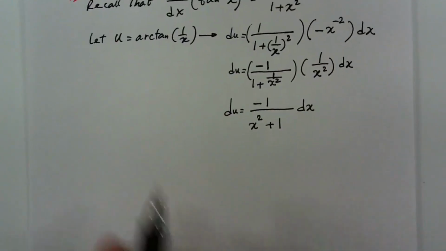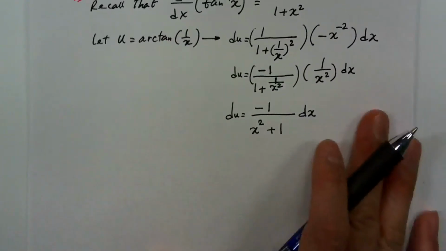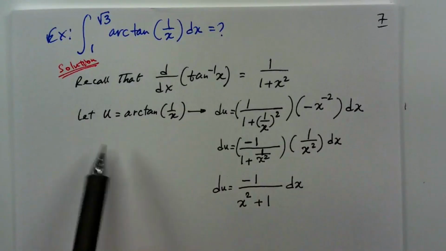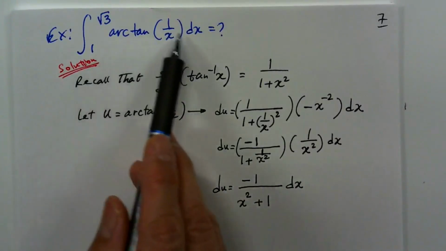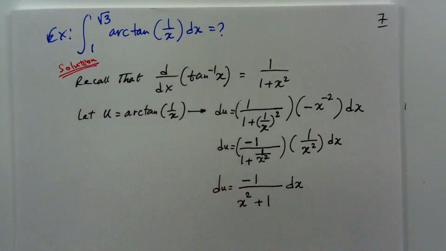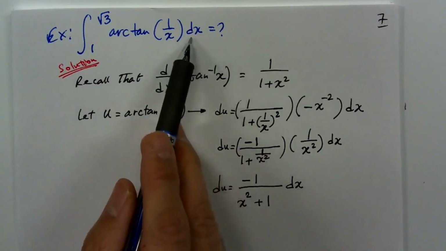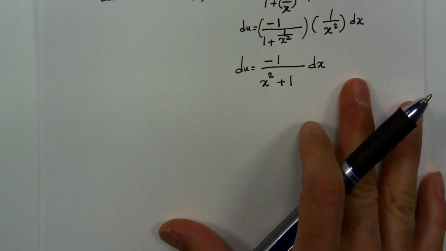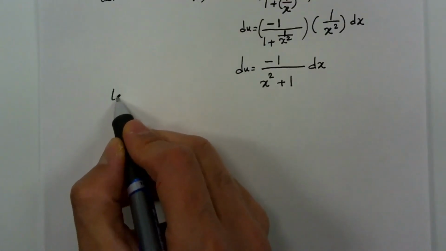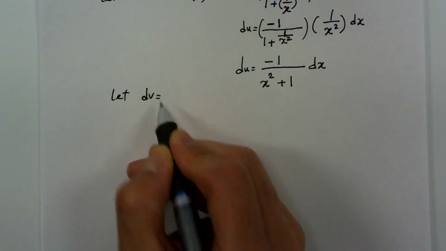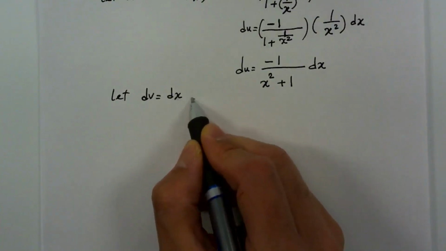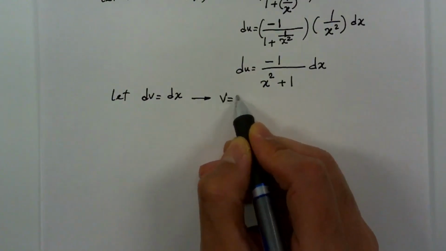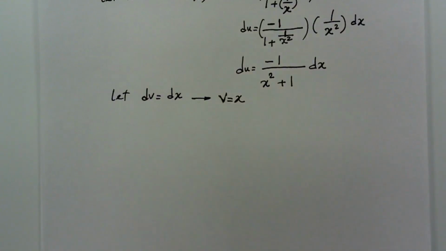Okay, now that we have that, what would dv be? If we picked u to be all of that, what is dv then? Very easy. dv would be dx. Okay, so that's pretty straightforward. Let dv be equal to dx, therefore v is equal to x.